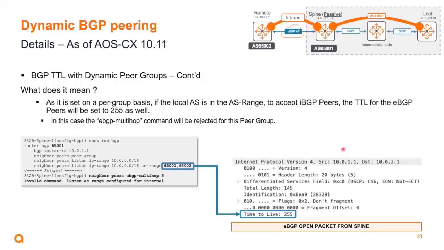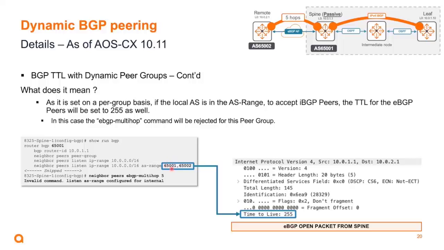The other thing to mention regarding configuration and behaviors is when you are using both iBGP and eBGP peers in the same dynamic peer group. In this case, as the TTL is set for the whole group, it will be set to 255 for the iBGP peers, but also for the eBGP peers. That's why if you try to configure the eBGP multi-hop option, the command will be rejected by the system as the TTL is already set to 255.